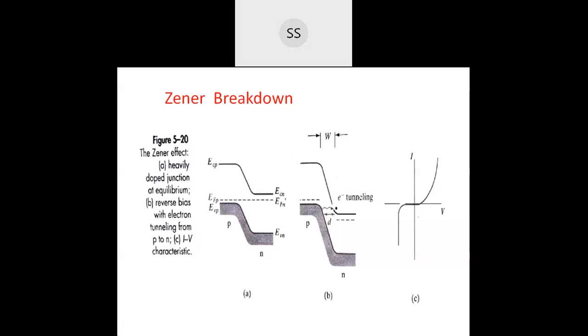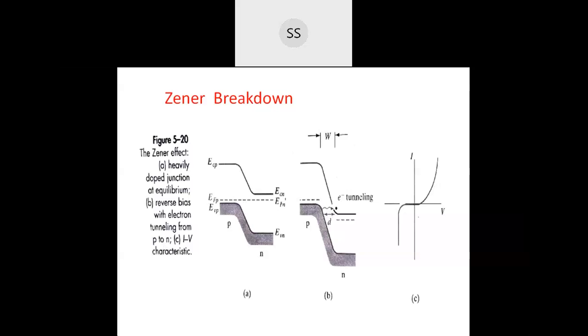Now as the bands are crossed here, EFP, EFN, you can see here in the equilibrium condition, but in the reverse condition they are crossed. As there is a crossing of the bands, the tunneling distance d may be too large.